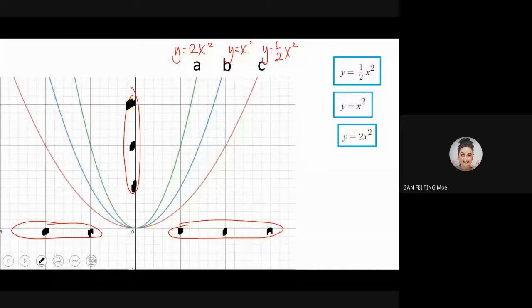Right. So now, Junle, as you say that y is 2x squared for curve A, and for curve C is y equals 1 over 2x squared, can you please explain why?